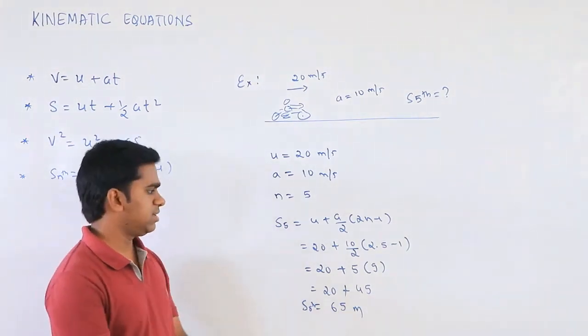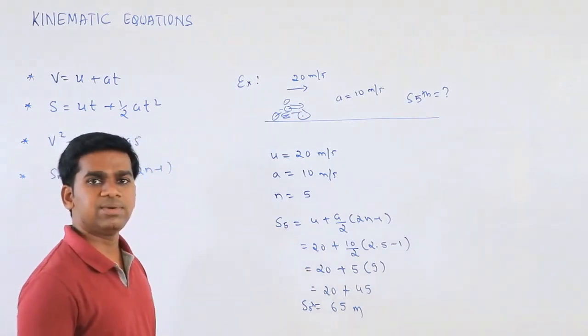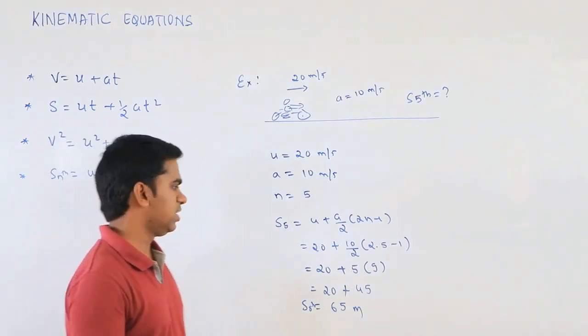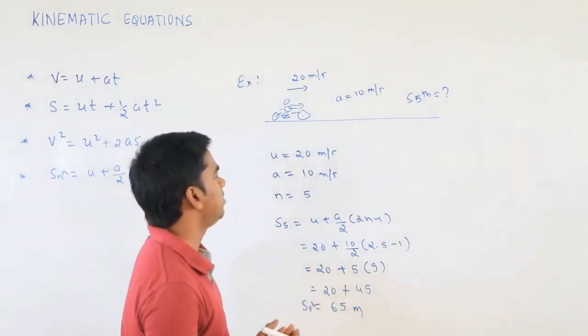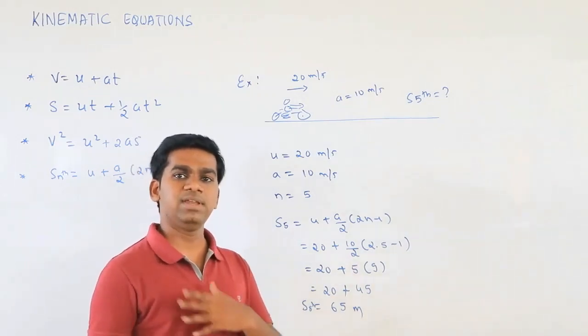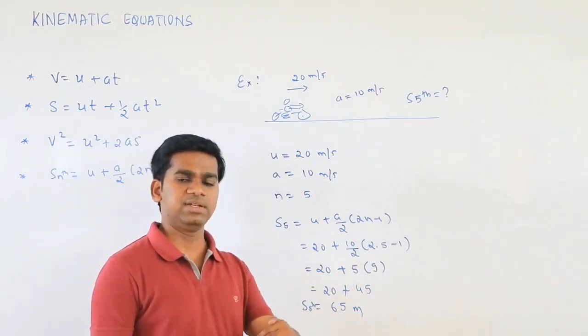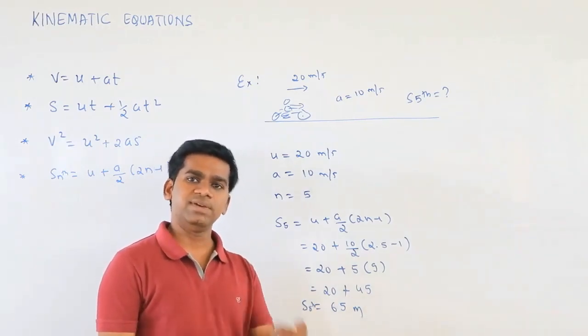Let me try to check here about the formula. I want to calculate the distance travelled in 4 seconds. Or instead of that, let me calculate the distance travelled in 5 seconds, not the fifth second. I want to show that distance travelled in the fifth second is different from in 5 seconds.